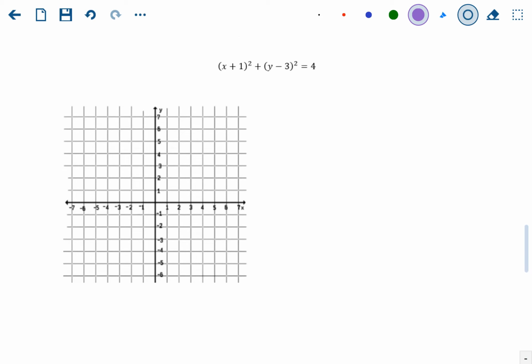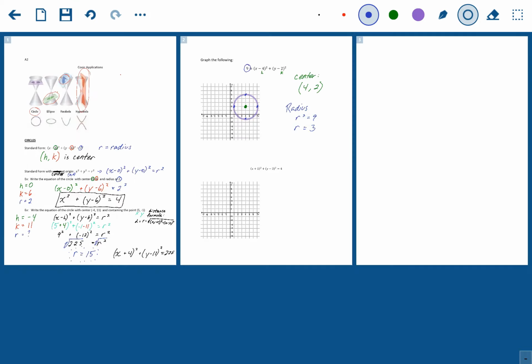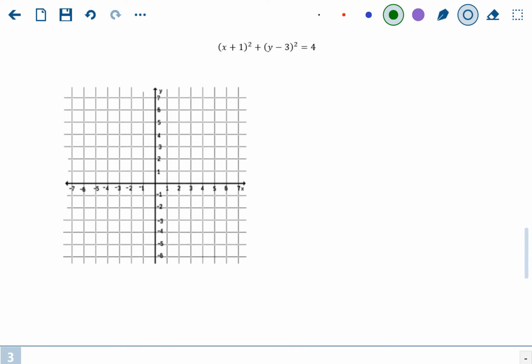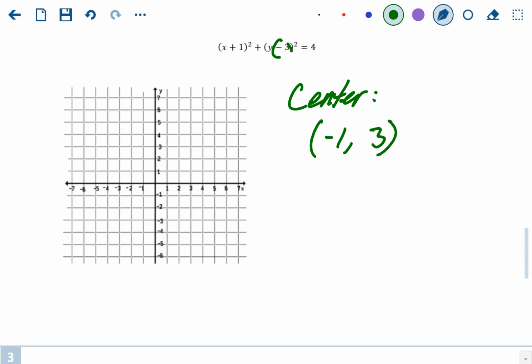Okay, and then this last one. Again, identify the center. The center is always the opposite of what you see. So our center is, we see +1, so our center is at -1. And we see -3, so our center is at +3. So back 1, up 3. That's the center of your circle.